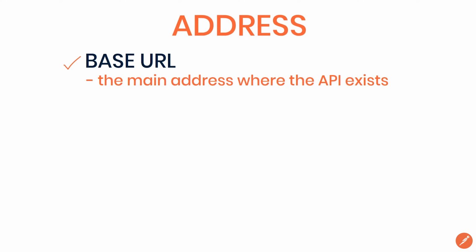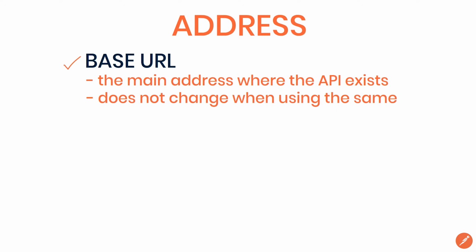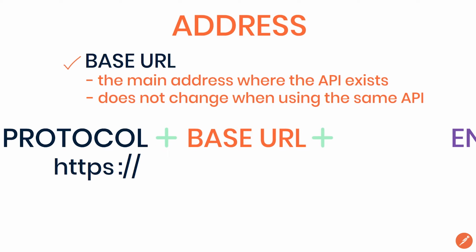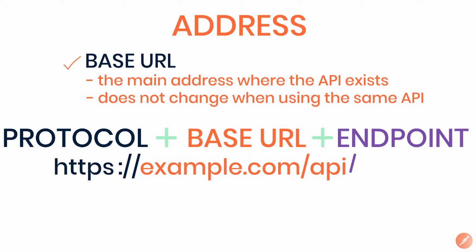The address contains the base URL, which is the main address where the API exists, and it does not change when using the API. So to have a valid URL that you can use in Postman, you need to combine the protocol, which is HTTP or HTTPS, followed by ://, the base URL, and the endpoint. In the first example, I will have the base URL, and example.com/API/orders. That's going to be the endpoint.